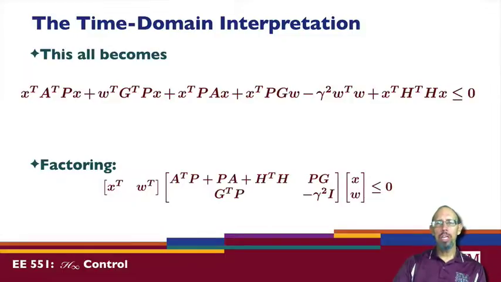So we've looked at what it means for a system to have an H infinity norm and various ways of characterizing it. Now, how do we actually get a state feedback that does that? Well, stay tuned.